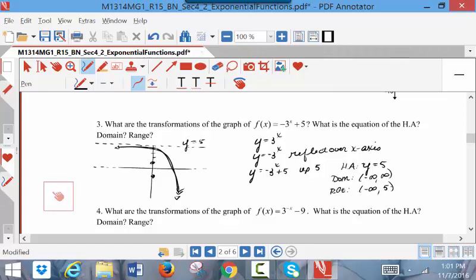I'm very fortunate with this electronic version that I can tap off those lines as I was moving them around. But that's ultimately what the ending graph would look like.